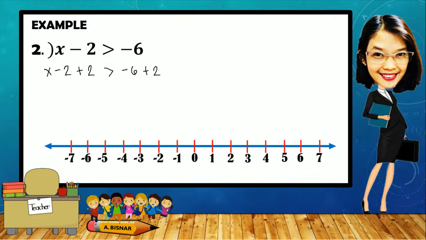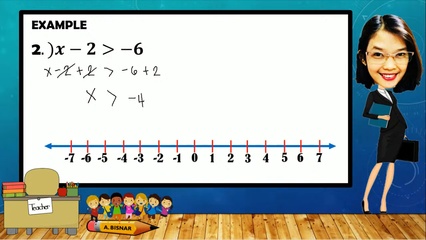So, this will be 0. What's left? Ano yung naiwan? Ano yung natira sa kaliwa? X na lang is greater than negative 6 plus 2. What will be the answer? The answer will be negative 4. Doon sa nakalimot na bakit negative 4?